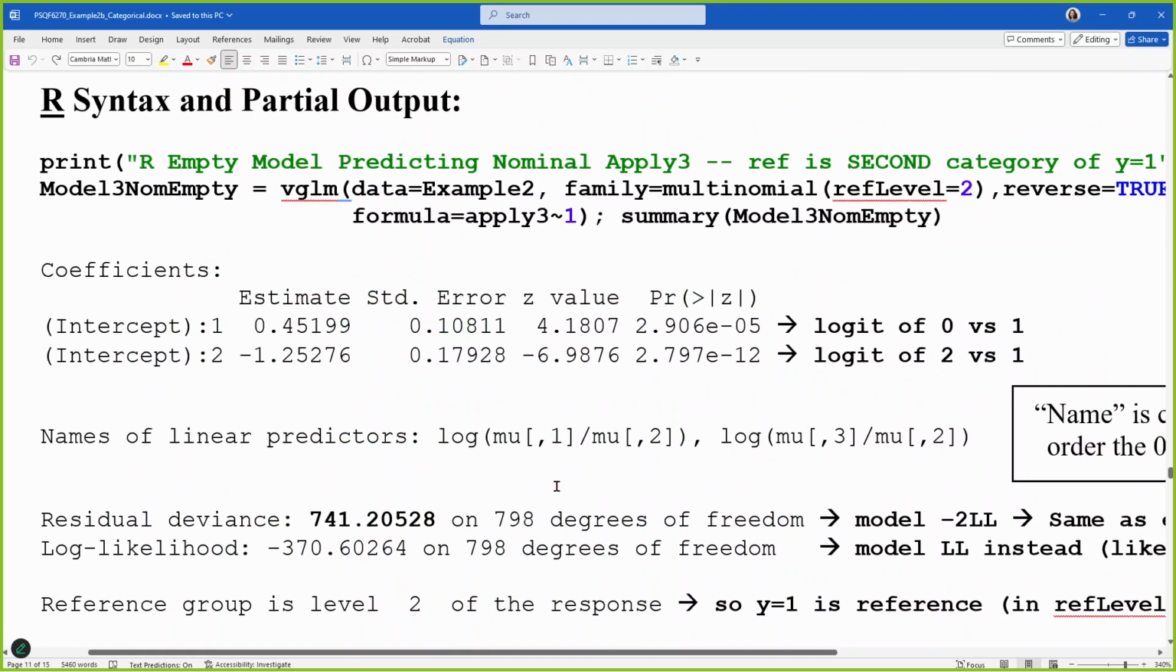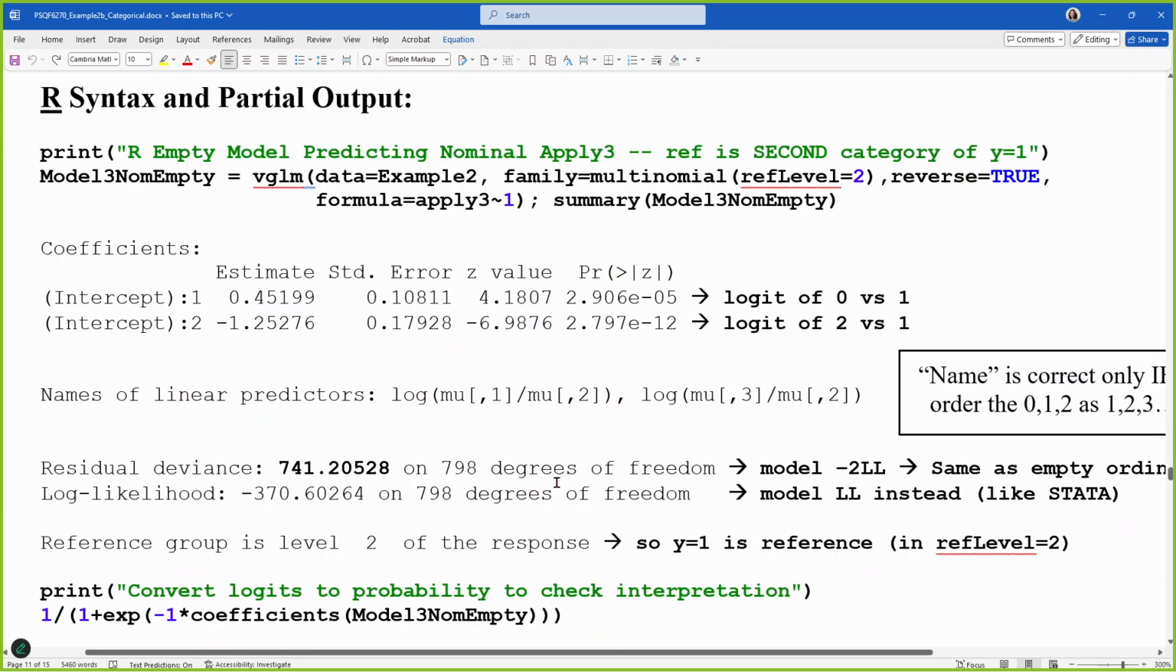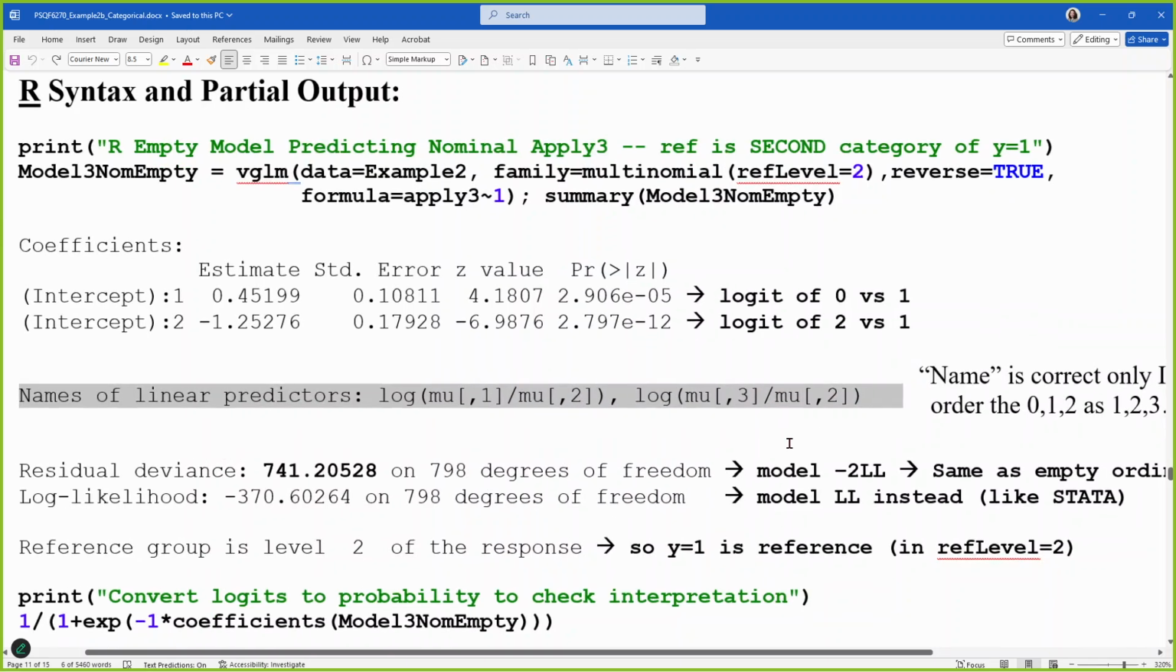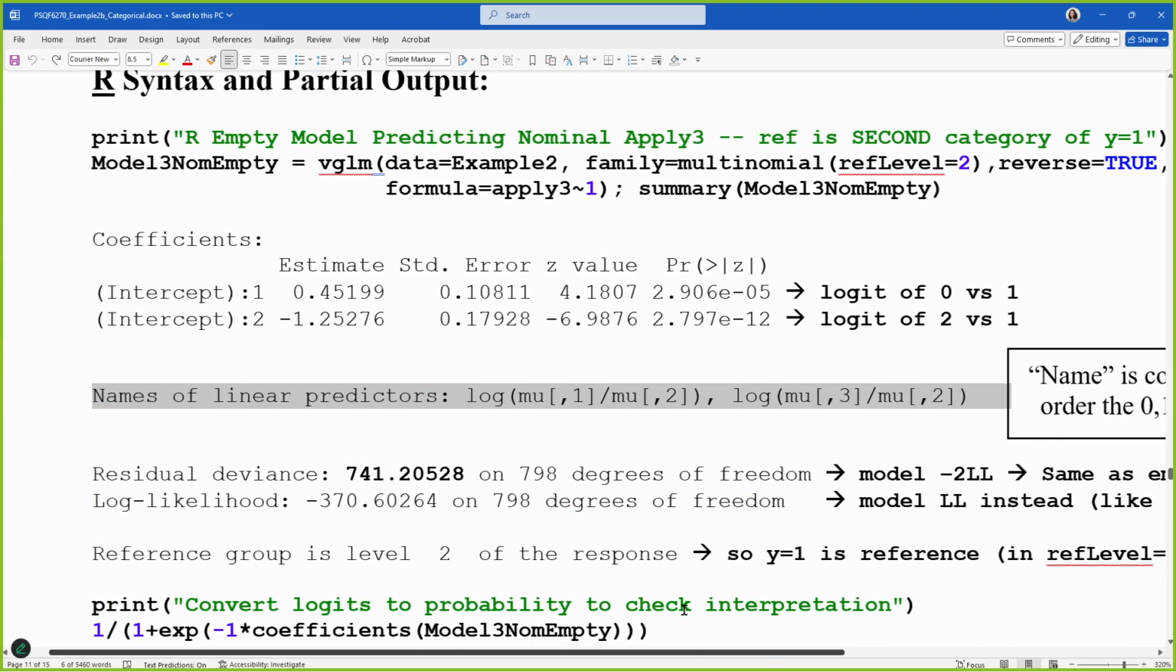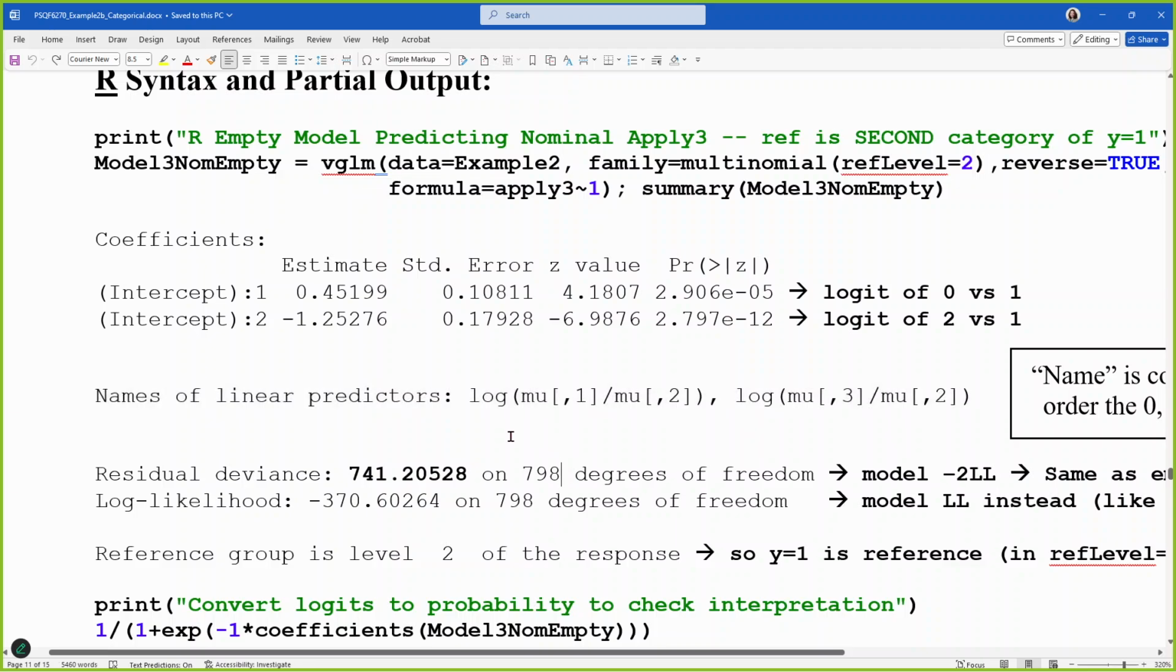Okay. So our output for this is the same. Here are the logits of 0 instead of 1 and 2 instead of 1, and then it tries to help you. Does this help anyone? The name of the linear predictor is log of mu comma 1 divided by mu comma 2. Is mu the mean? Yep. The mean of 1 versus mu divided by mu 2?